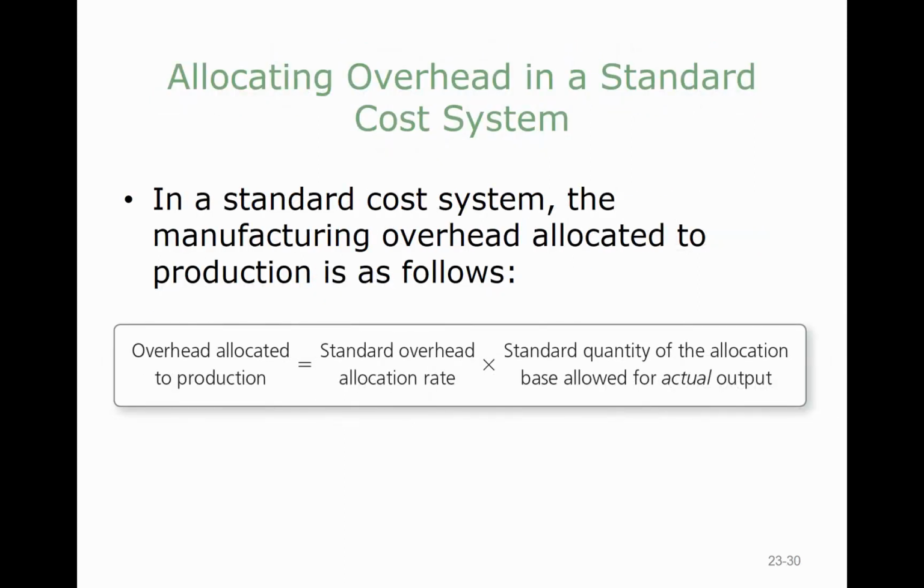So in a standard cost system, manufacturing overhead is allocated to production as follows. Overhead allocation equals the standard overhead allocation rate times the standard quantity of the allocation base. Again, all of those managers get together, they say, what's the allocation rate? What's the base? What do we expect to be the volume of the base? That's our standard for overhead. That's it.